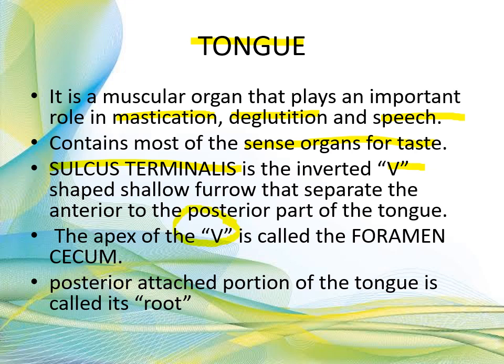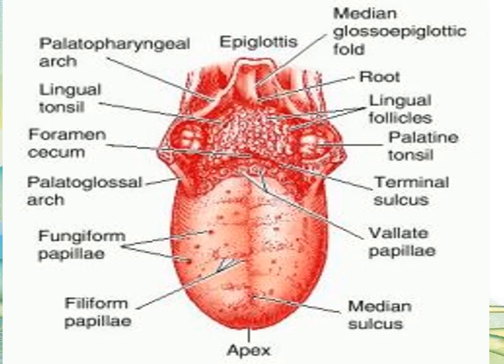So yung apex ng V-shape na yun, ang tawag is foramen cecum. So yan, ito yung apex. So yan daw yung foramen cecum. Tapos kung mapapansin nyo class, meron dyan mga papillae. Ano ba yung mga papillae na yan? Later we'll discuss kung ano yan.